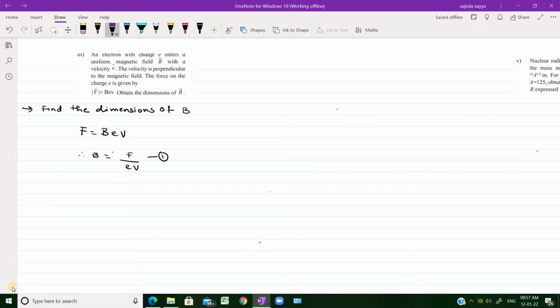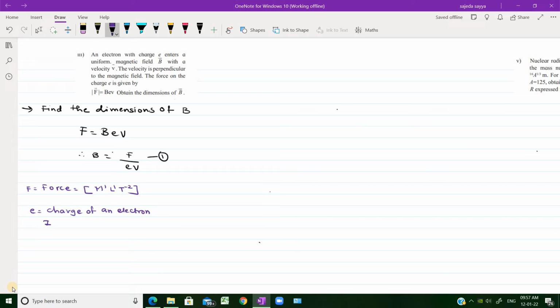Let us write the dimensions of known quantities. F is the force, so it has dimensions M1 L1 T raised to minus 2. e is the charge of the electron. We need to write the unit of that physical quantity in such a way that it can be expressed in terms of fundamental physical quantities.